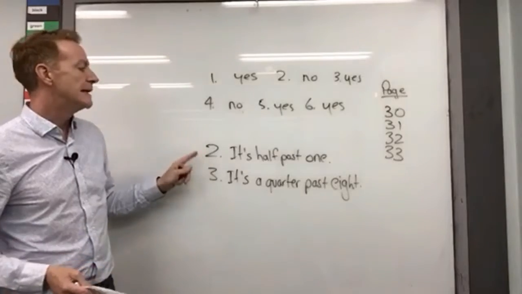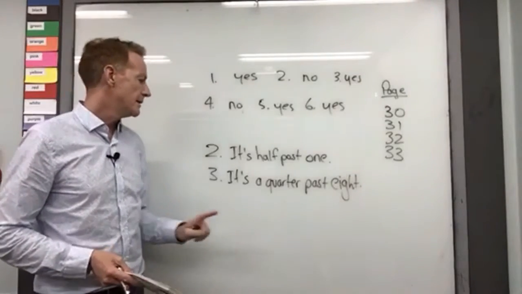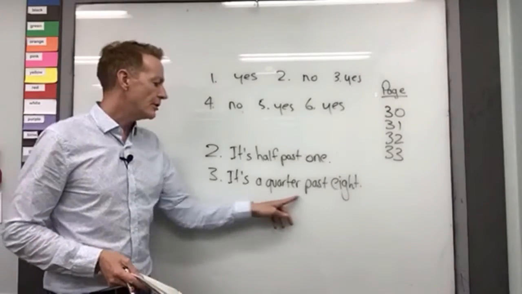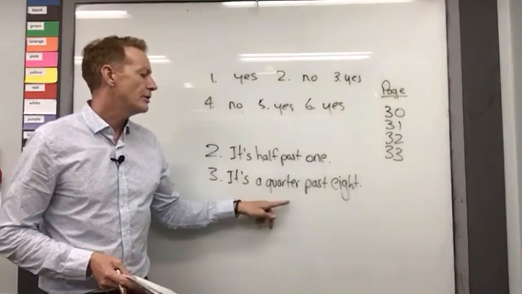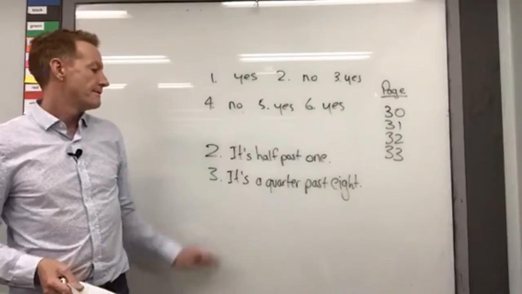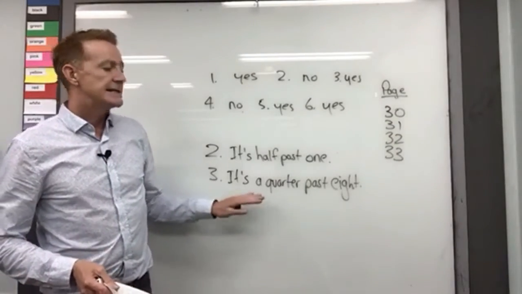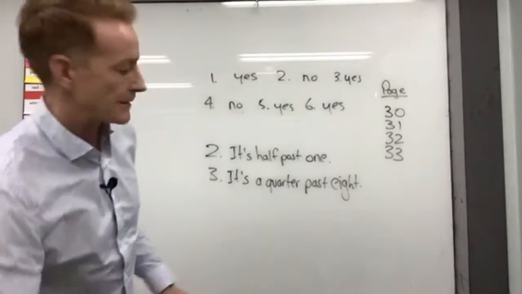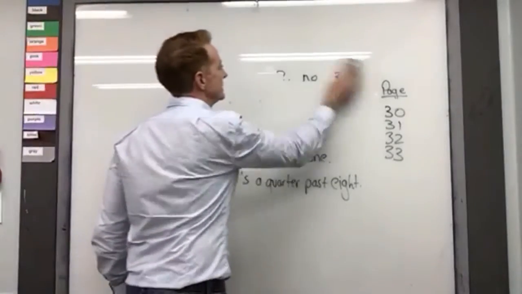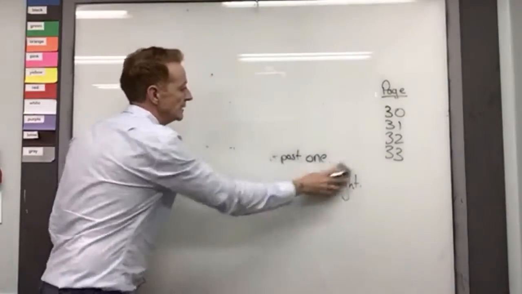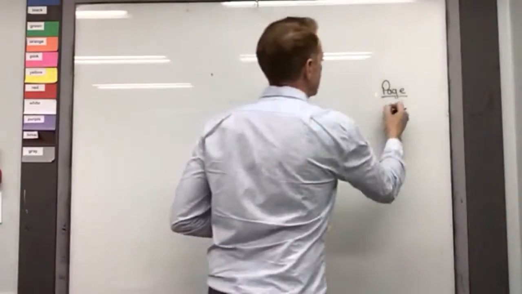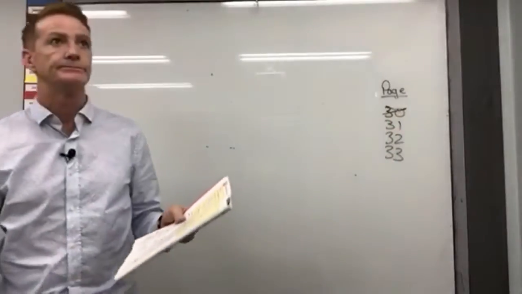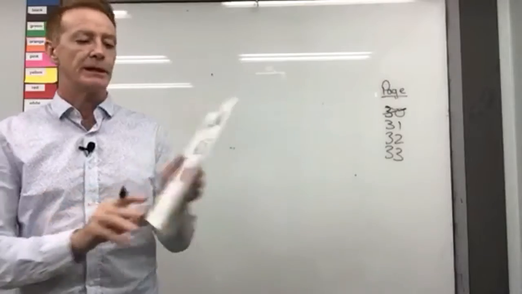All right, so number 2, it's 1:30. Number 3, it's a 1/4. So this is 15 after 8. A 1/4 or 8:15. All right. Okay, so let's erase this, and that is page 30 finished. So let's do page 31.